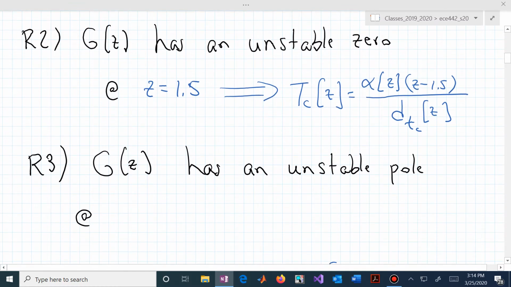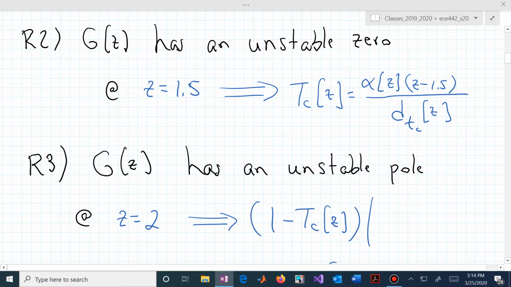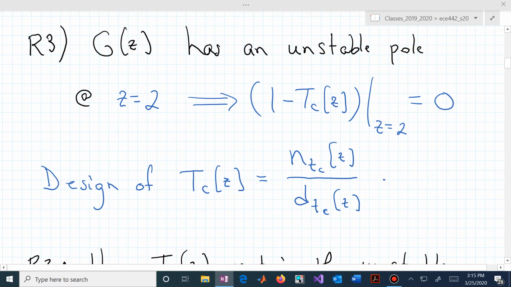G of Z has an unstable pole at z equal to 2. That means that we want the expression 1 minus T sub C of Z, evaluated at that pole, to have a zero factor such that it vanishes at z equal to 2. So we want 1 minus T sub C of Z evaluated at z equal to 2 to equal 0. So now let's see what that means relative to designing this T sub C of Z.